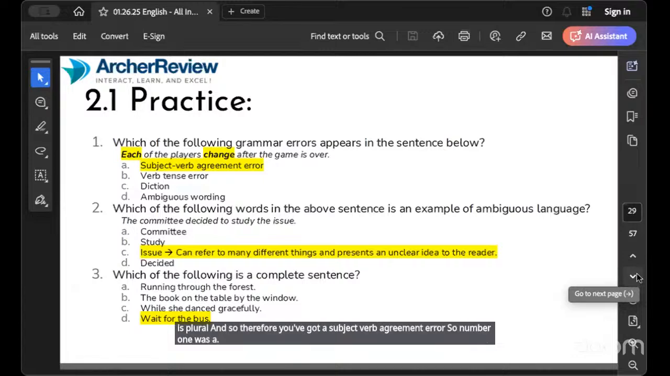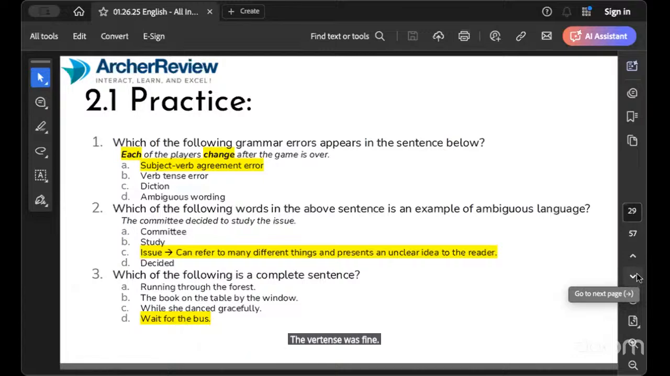The verb tense was fine because is was actually the only verb. Diction was fine. Ambiguous wording, everything was pretty straightforward with the words they picked.